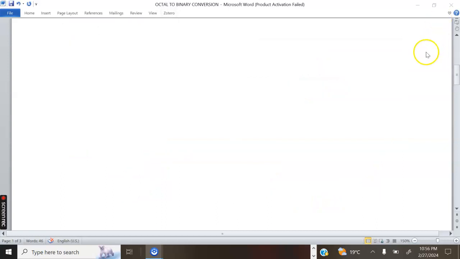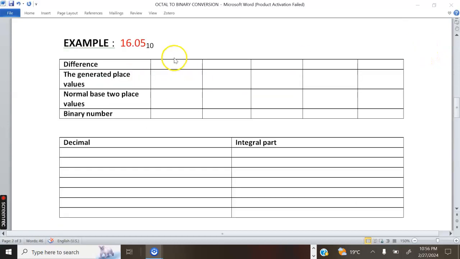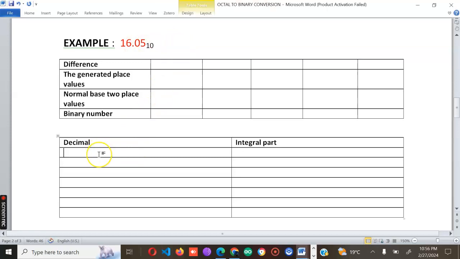Okay, let's move to the next case. In our next case, we have 16.05. So we have the integral and we have the fractional. So you need to separate the two cases. Okay, let's start with the first case. So the first case is 16, which is the integral, while the other part is 0.05, which is the fractional part.